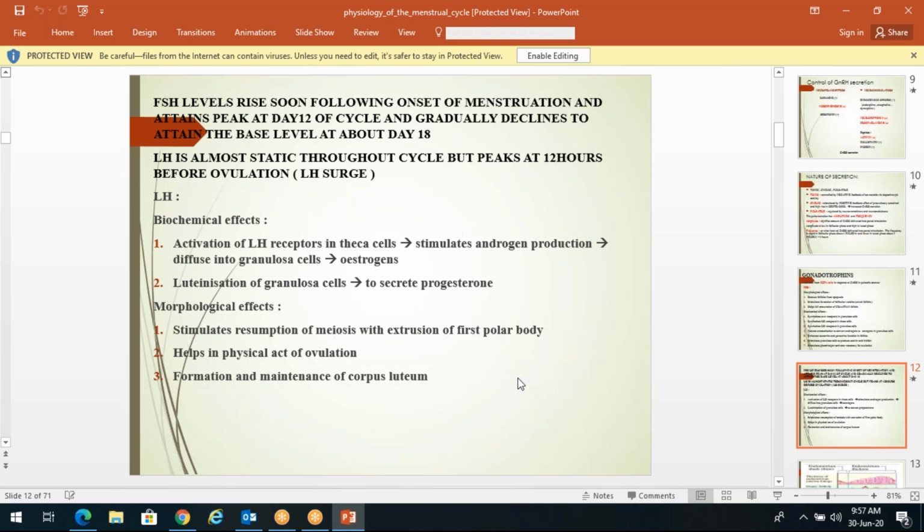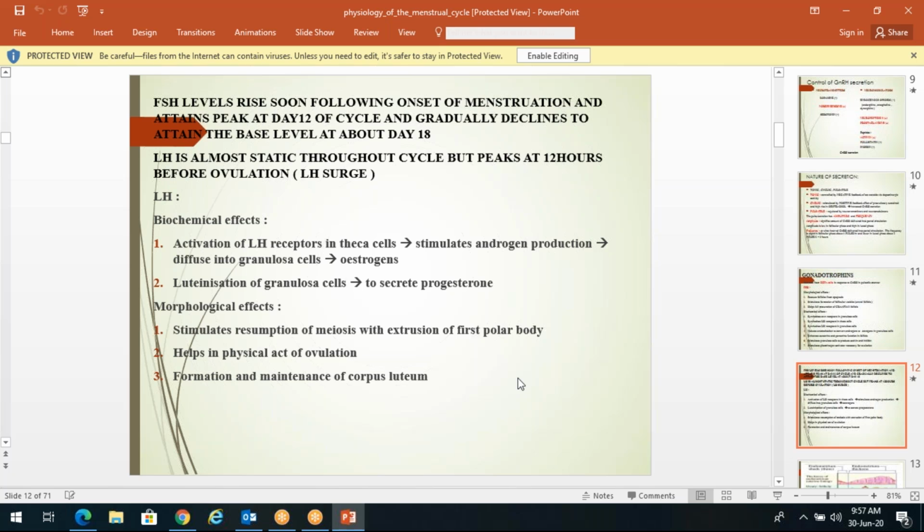LH causes its own activation in the theca cells, which stimulates androgen production, and this androgen is diffused into the granulosa cells, where it is converted into estrogens. After the utilization of the granulosa cells, it will help in the production of progesterone. What are the morphological effects? It stimulates resumption of the meiosis with extrusion of the first polar body.